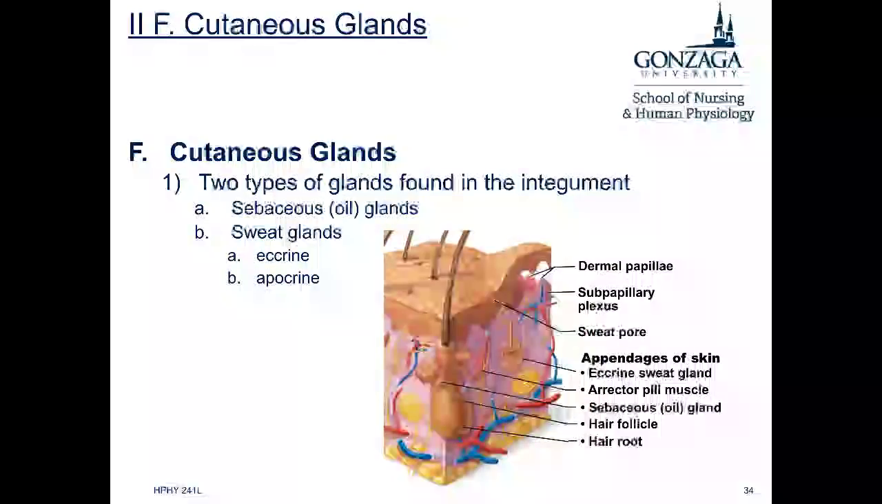The last accessory organ of the integument is the cutaneous glands. And there are two types of glands found in the integument: the sebaceous, or commonly called oil glands, and then sweat glands. So most sebaceous glands are associated with hair follicles, not always, but most of the time. While sweat glands open directly onto the skin surface, and because of that they're often called a pore, so a sweat pore.